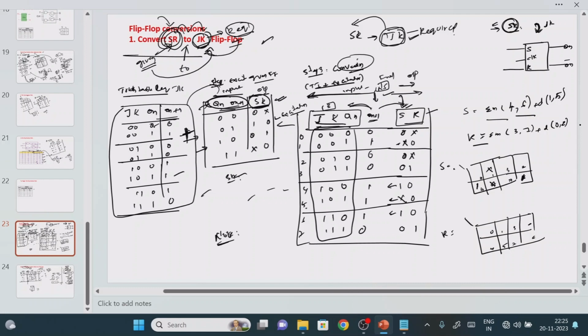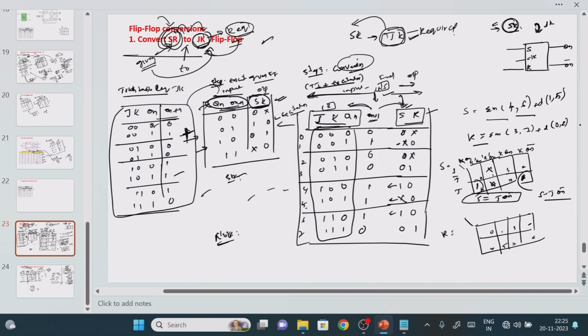J, K, Q, N, right? It means that here J bar, J, here you will be getting K bar, Q, N bar, K bar, Q, N, K, Q, N, K, Q, N bar. So what is the answer? Right? S equal to J into, what is that value? Q, N bar. This is the expression for the S, right? J into Q, N bar, right?